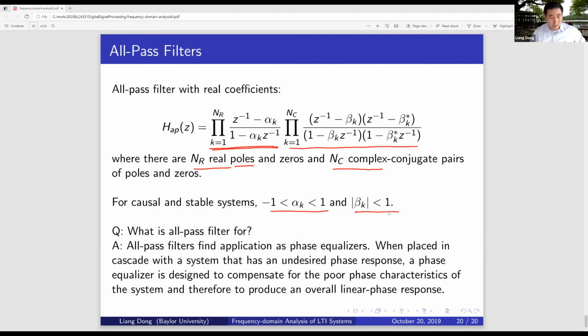Okay. What is an all-pass filter for? All-pass filter finds application as a phase equalizer. It does not do anything to your amplitude, but it does change the phase. When placed in cascade with a system that has an undesired phase response, a phase equalizer is designed to compensate for the poor phase characteristic of the system, and therefore to produce an overall linear phase response, or close to a linear phase response. And that is a good compensator. We use the all-pass filter to do that.